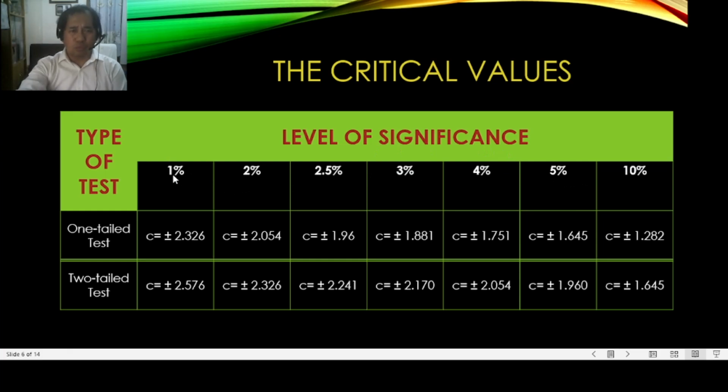When we choose 1%, the research might probably be related to medical courses, okay? Medical courses, or lesser than 1%, okay? And if we consider increasing our level of significance to 5%, more or less the kind of research that we consider here is social sciences research, okay?